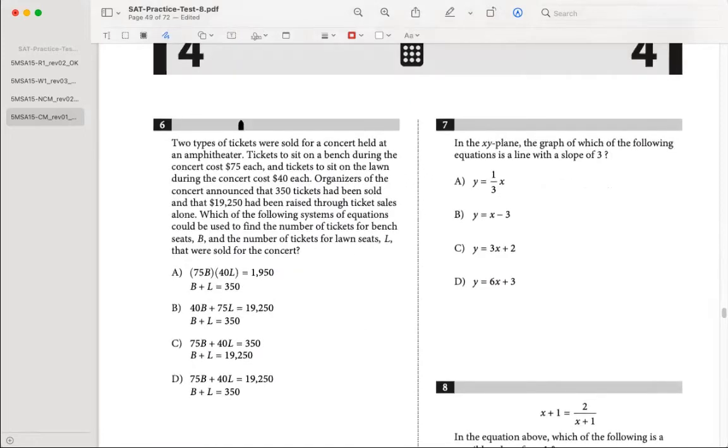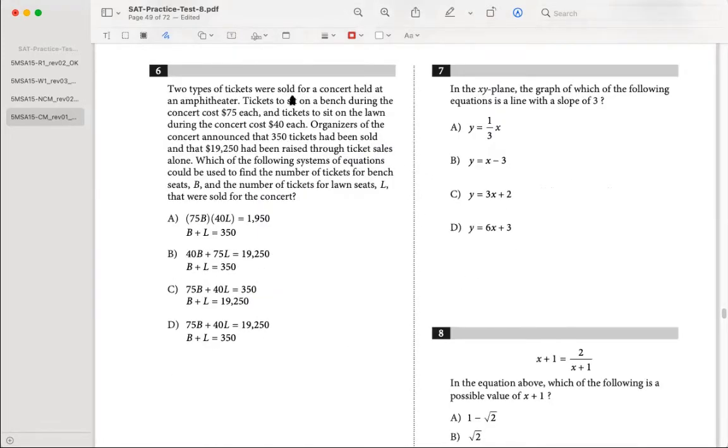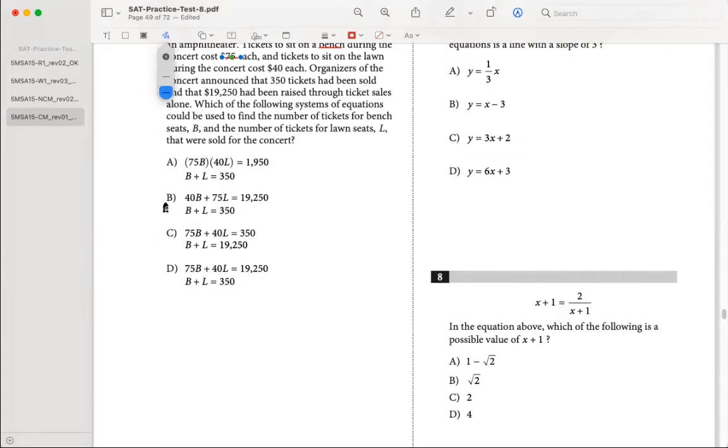Okay, moving on. Number 6, 2 types of tickets are sold. To sit on the bench, 75B, and sit on the lawn 40, so 40L. So B plus L equals 350, and 75B plus 40L equals 19,250. The other options have wrong variables, wrong numbers, it's not set up right either, and the answer should be D.